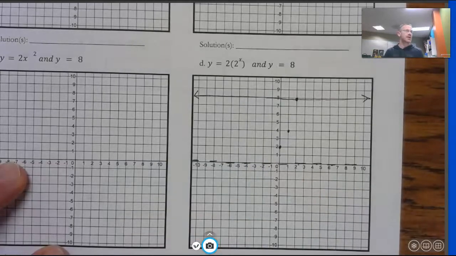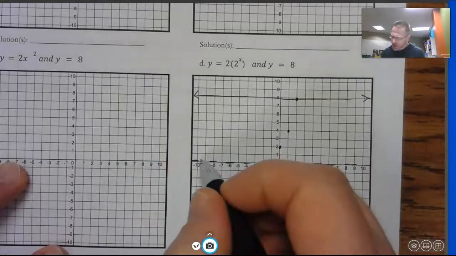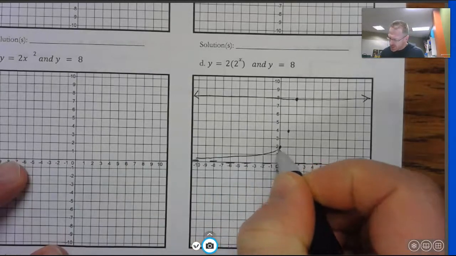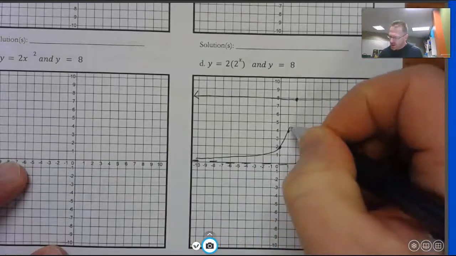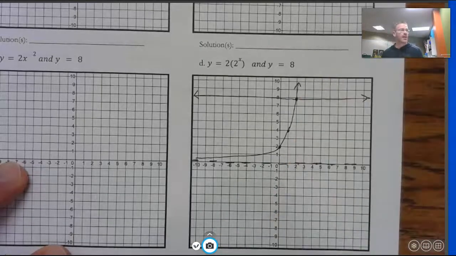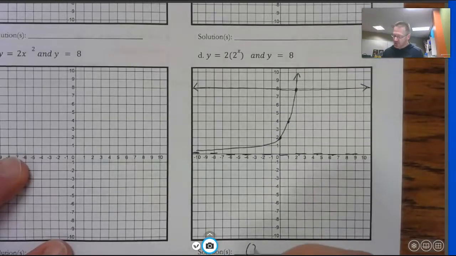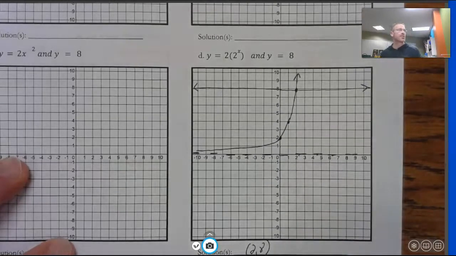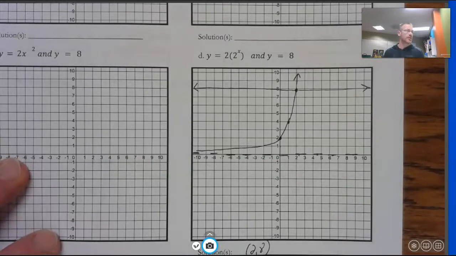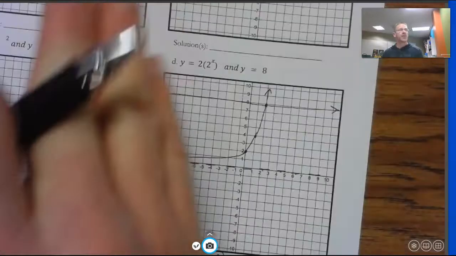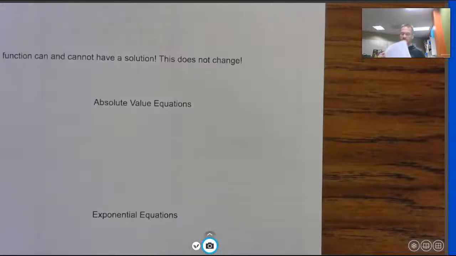So you could just create a t-chart, plug in those x values, and create that exponential graph, even though we didn't talk about this specific form. The important part here, though, is that we get a point of intersection here at 2, 8. So that's really what I wanted you to see. So we get one solution there. Now how does that tie into our solving and the things that we've been talking about?